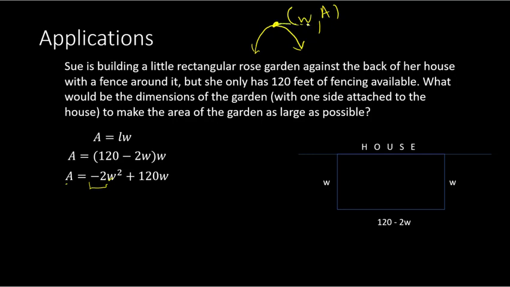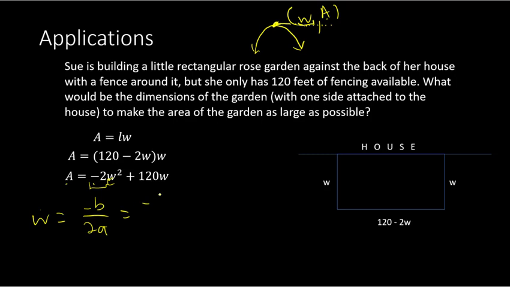So at this point right here, that's going to be the maximum value for y. A is going to be maximized at this point. So the question is, at that point, what is W? And that's what it's asking. It says, what are the dimensions of the garden to make the area as large as possible? So all we're really concerned about is the W value. Well, how do we find the W value? We can use our vertex formula to do that, where this W is equal to negative b over 2 times a.